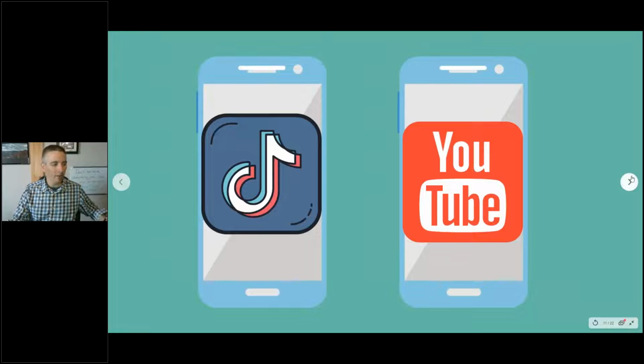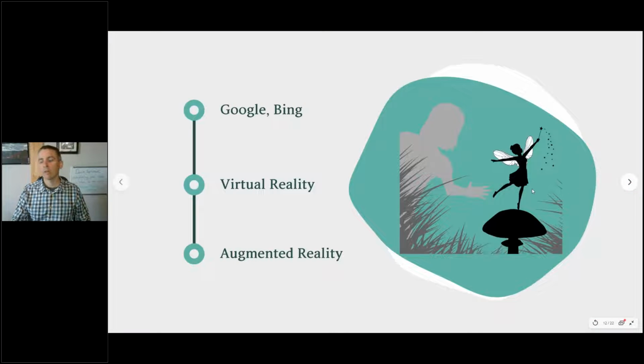So when you think about that, the transition into the classroom is a little easier. So some obvious discovery tools are Google and Bing, and virtual reality. That's a great way for kids to discover things. Augmented reality, great way for kids to discover things.